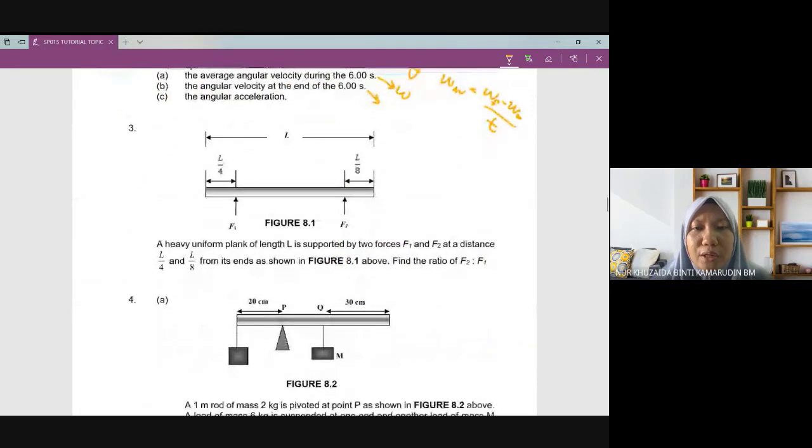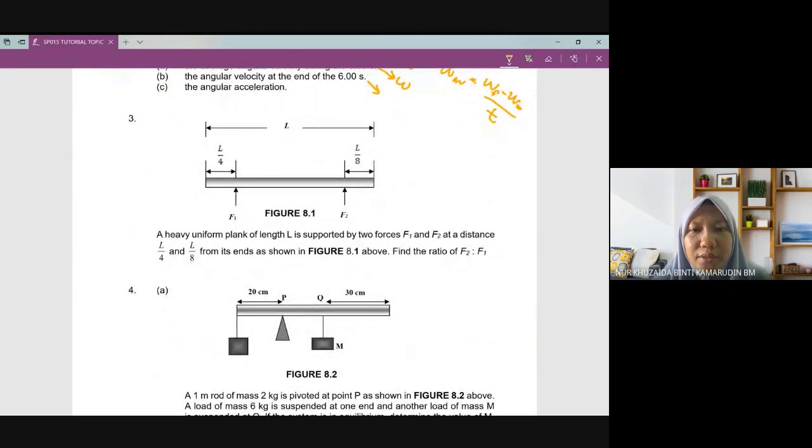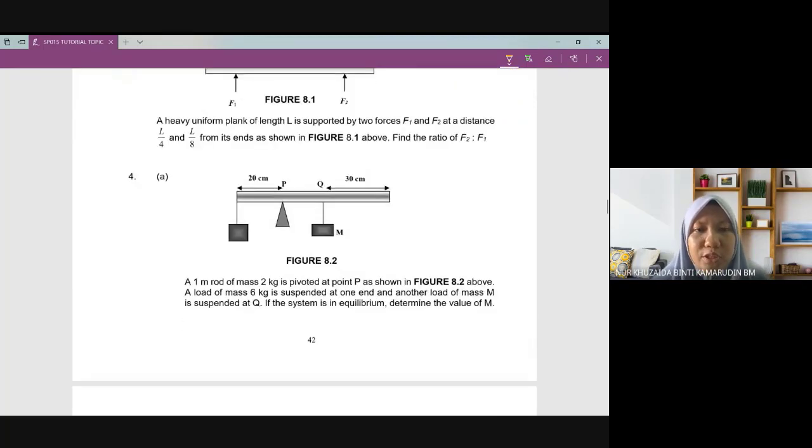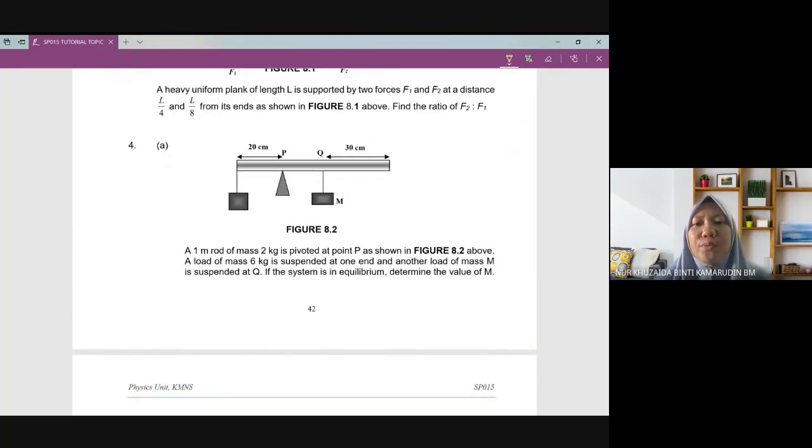Okay, so question number 3 ni agak apa, sekejap kita tinggalkan yang tu dulu, kita terus pergi question number 4. Alright, so a 1 meter rod of mass 2 kg is pivoted at point P, as shown in figure 8.2 above. A load of 6 kg is suspended at one end and another load of mass M is suspended at Q. If the system is in equilibrium, determine the value of M.